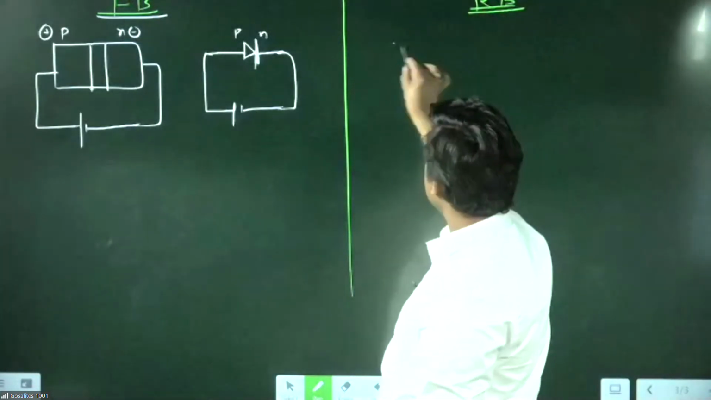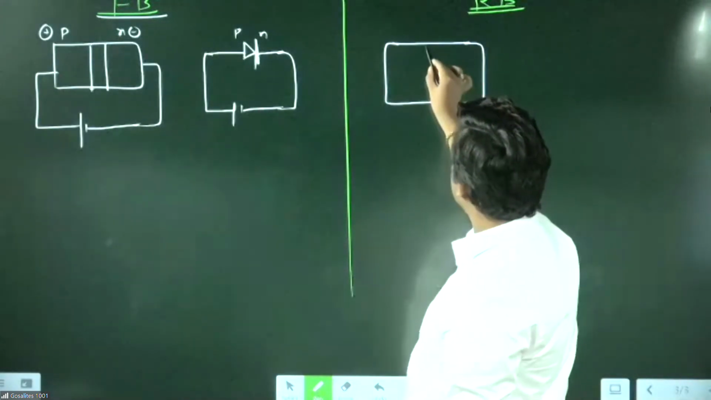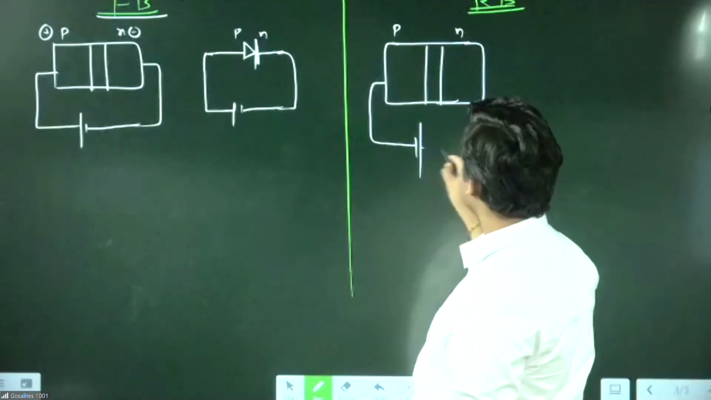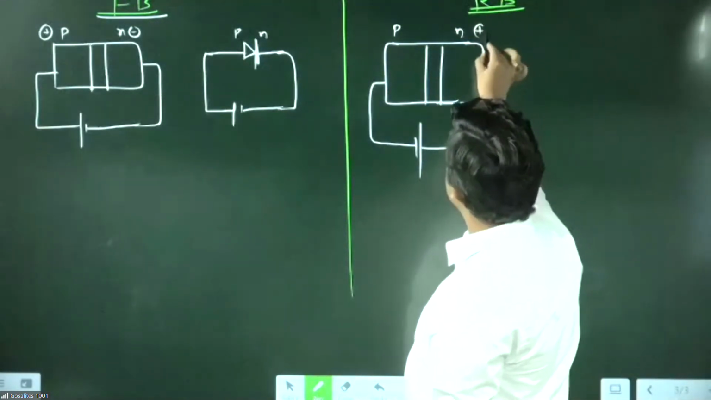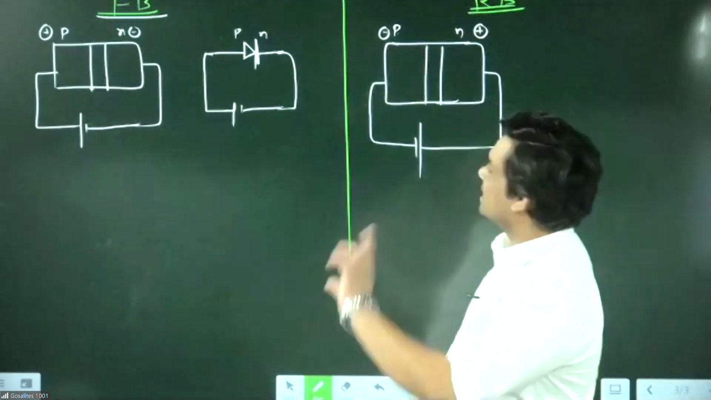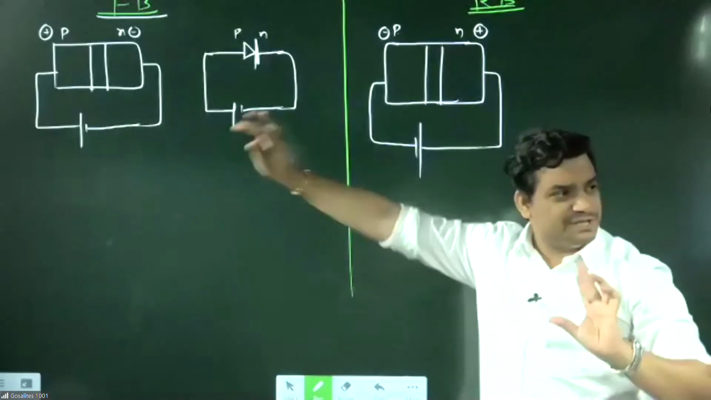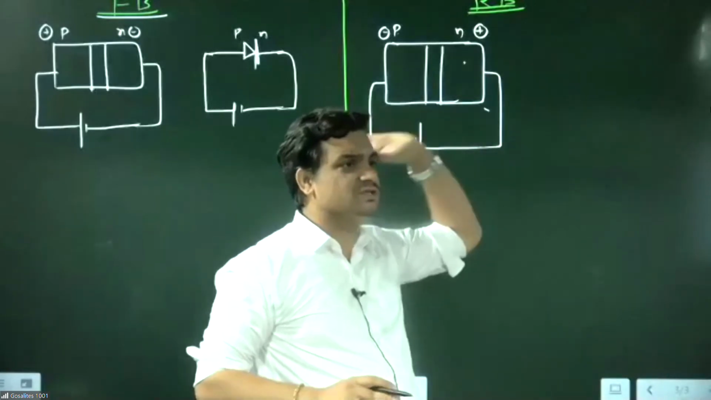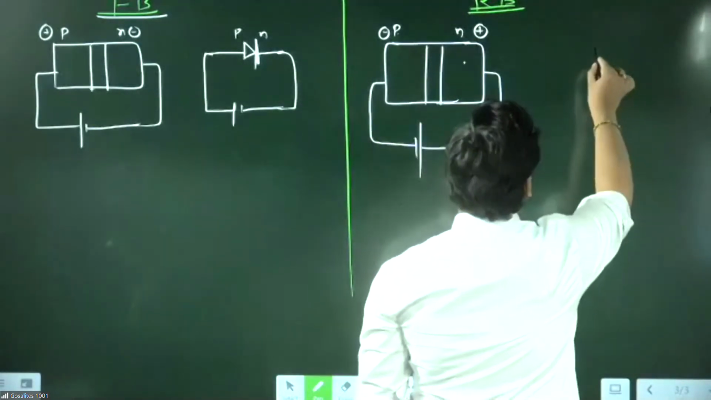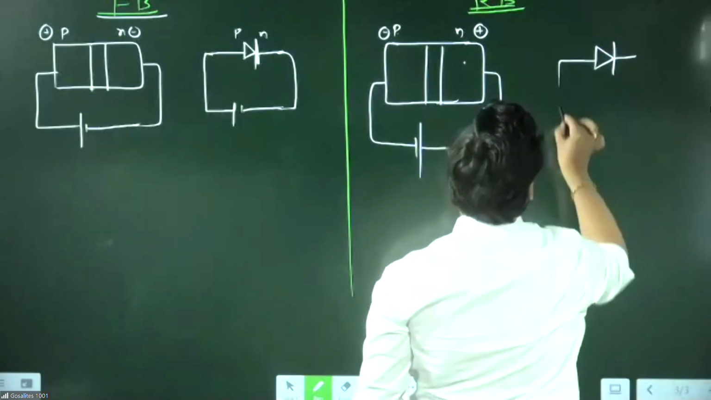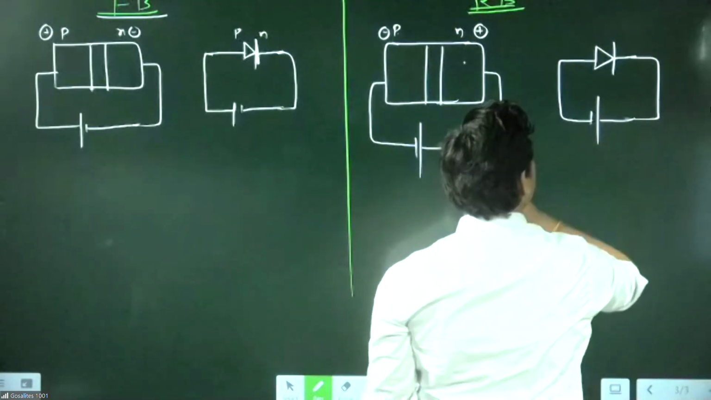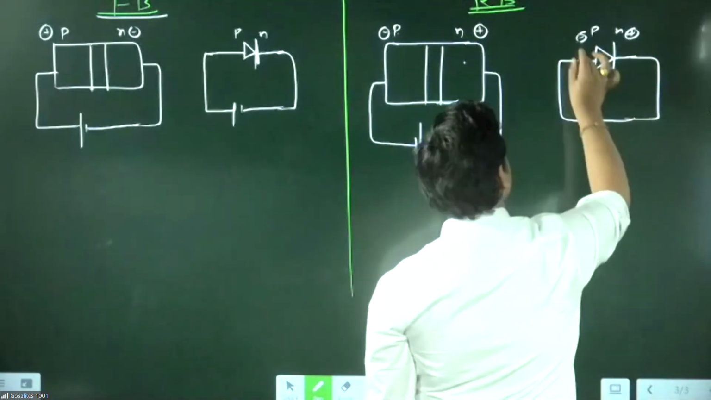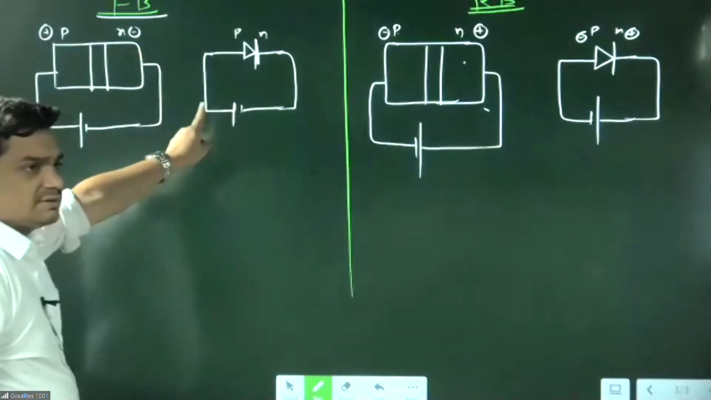And if we reverse the battery like this, here N becomes positive and P becomes negative. So things are reversed. If P is positive and N is negative, then it is forward. If you reverse, then P negative and N positive is the reverse bias. Its representational diagram is like this. So you can easily identify which is forward bias and reverse bias: if N becomes positive and P negative, then it is reverse. If P is positive and N negative, then it is forward biased.